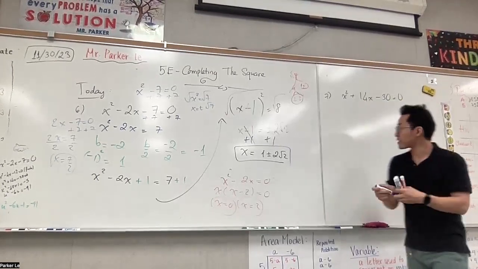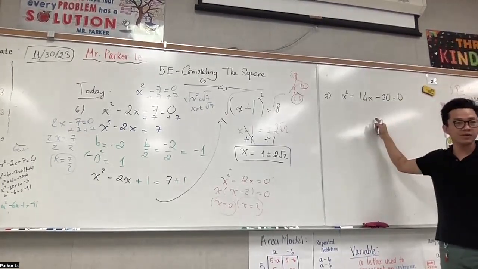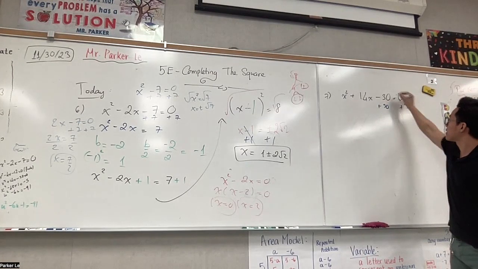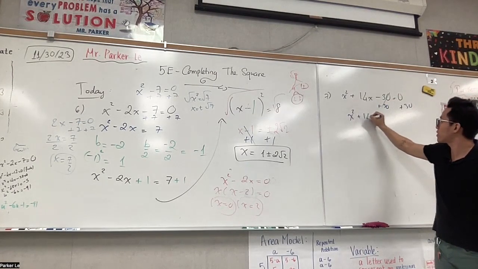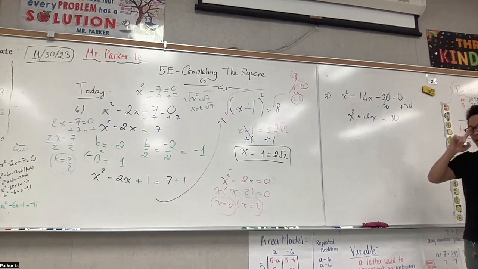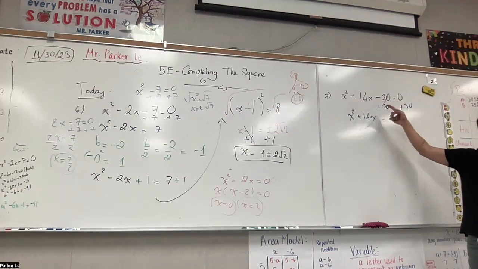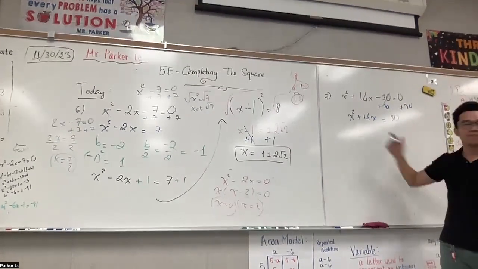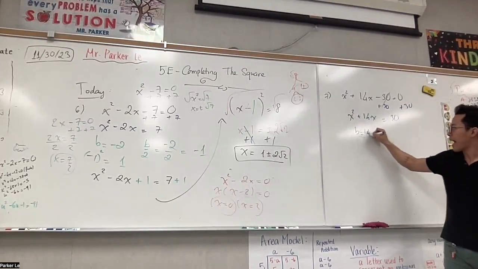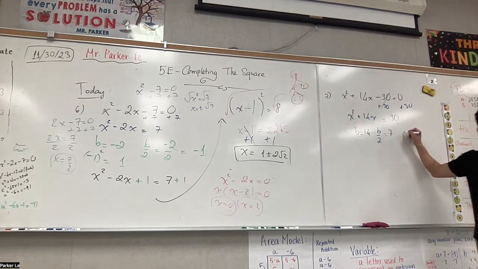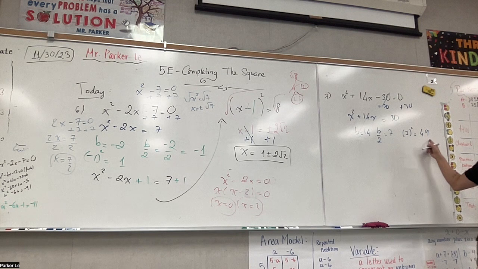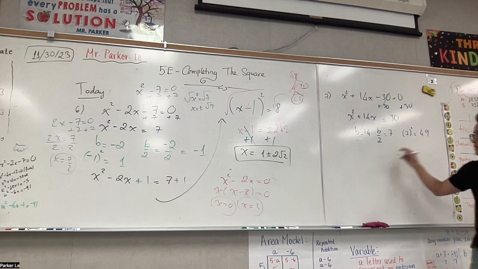Okay, let's do this. What is the first thing I need to do? Add 30. Right, so x squared plus 14x equal to 30. That's the first thing. Actually, first you need to check if this is factorable. But it's not factorable. Now, what next? Half of b. b is 14. Half of b is 7. What else? Squared. 49. What do I do with the 49? Add to both sides. Very good.